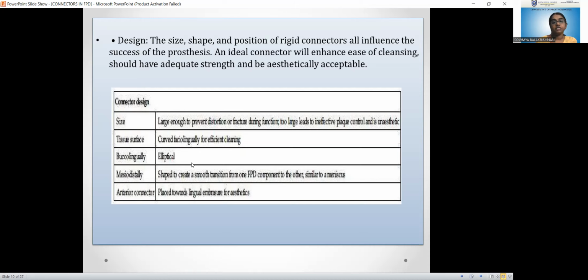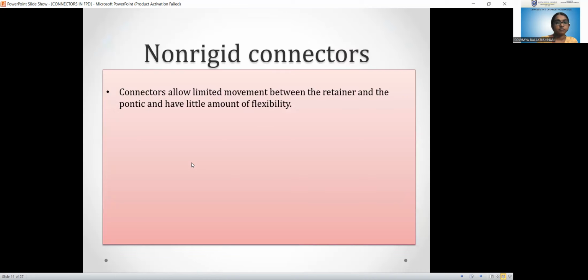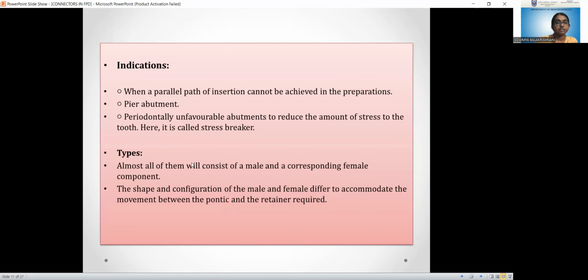So when you plan a rigid connector, we have to take into consideration all these factors, that is the size, tissue surface, bucco-lingual and mesiodistal shape, and anterior connector position. All these are very, very important for the success of the prosthesis. Coming to the non-rigid connectors, that means it allows limited movement between the retainer and the pontic and has a little amount of flexibility. That is why it is called a non-rigid connector.